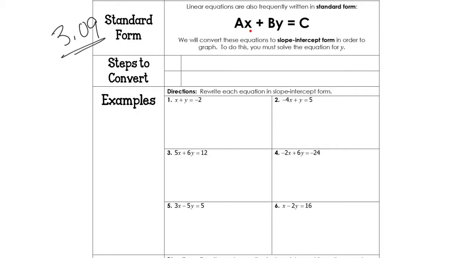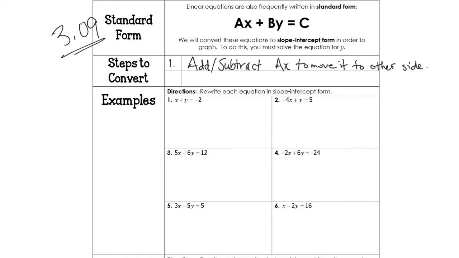Remember I said when we have standard form, this ax plus by equals c, it's pretty difficult for us to look at this and know what we're supposed to graph. The easier way to do it is if we have that slope-intercept form. That's how we've been practicing our graphing. So in order to convert this to slope-intercept form, you must solve the equation for y. And there's two steps to do this.